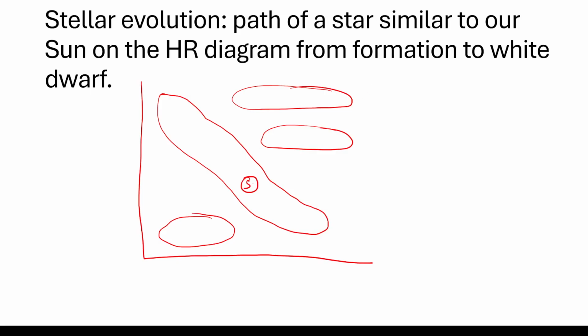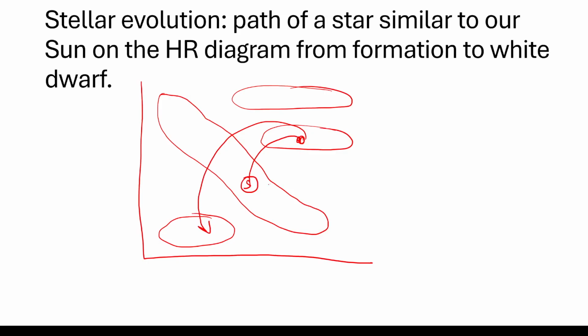From main sequence, it would become a giant. Once all the hydrogen is used up, it is going to start expanding in size. So right now the sun is in main sequence. It is going to become a giant, and then it's going to become a white dwarf. So that's the path followed.